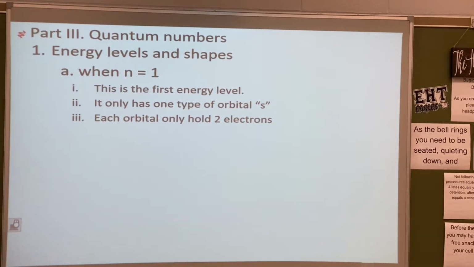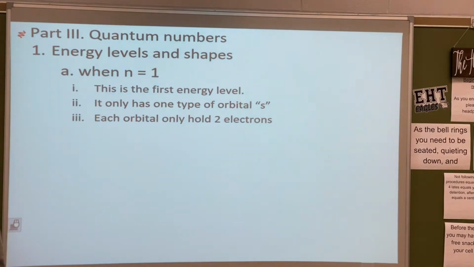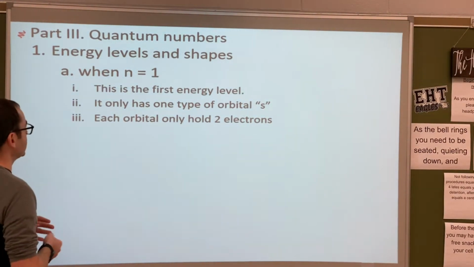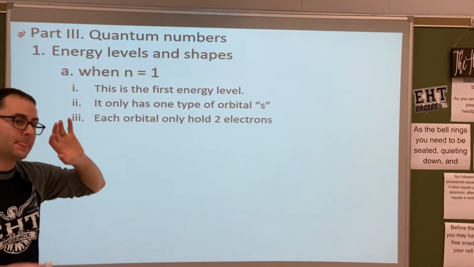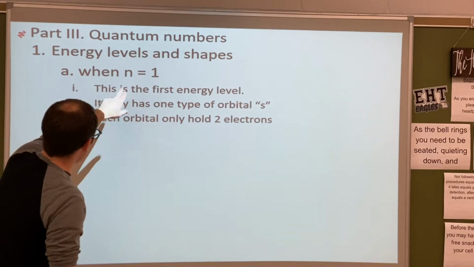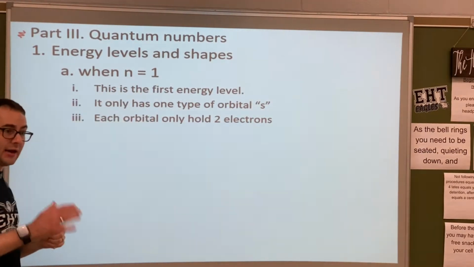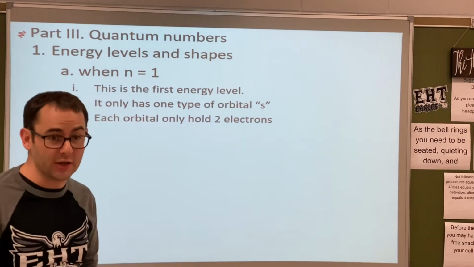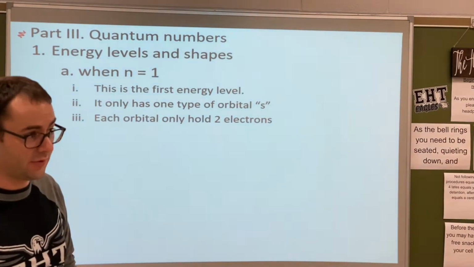Okay, so now we're going to talk about quantum numbers, what they are, how you get them, that kind of thing. So the first thing we're going to talk about is your energy levels, okay? The first thing we have here is this variable n equaling 1. And n is whatever energy level you're talking about. So in this case, n equals 1 is the first energy level, okay?